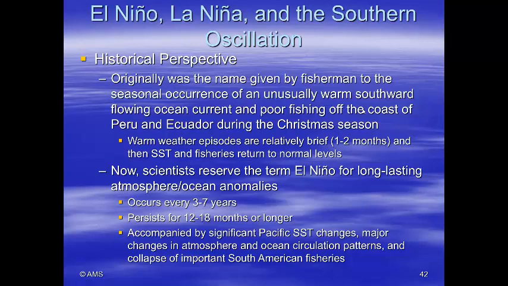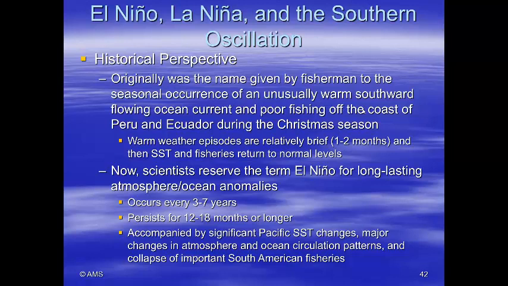So from a historical perspective, originally this was a name given by fishermen to the seasonal occurrence of unusually warm, southward flowing ocean current and poor fishing off the coast of Peru and Ecuador during the Christmas season. So the warm weather episodes are relatively brief, 1 to 2 months, and the sea surface temperature in the fisheries return to normal levels.